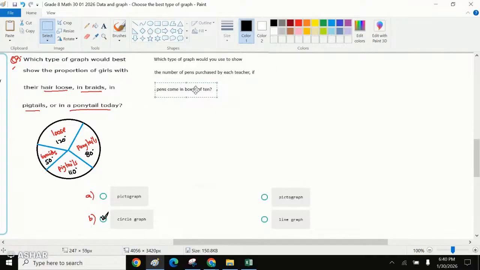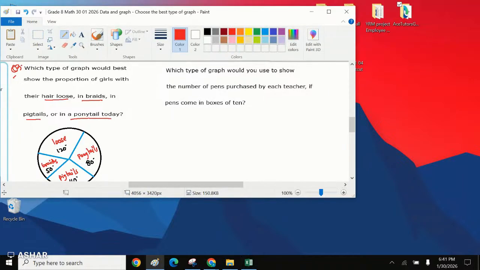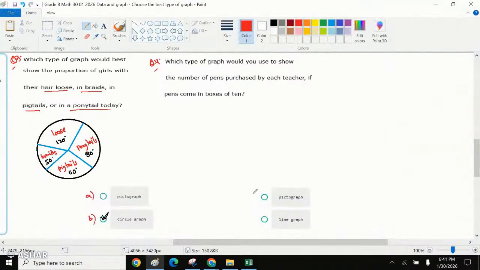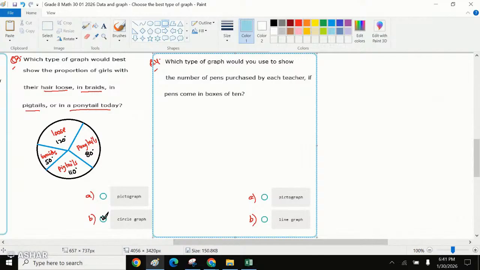And we know that whenever the information is grouped, which type of graph can be used? For question number 4, these are the two options given to us: a pictogram or a line graph. Which type of graph do we use? Can we say that? Yes, thank you. Box of tens, whenever they are grouped. Thank you for the answer. Your answer is correct. We use a pictograph, okay? And the pictograph is the correct option.